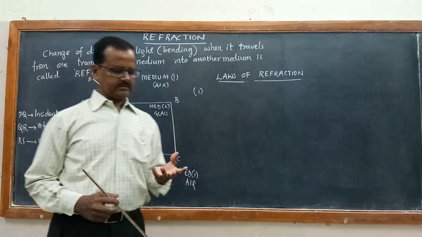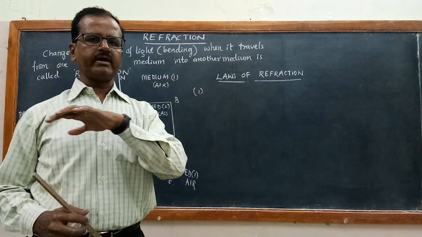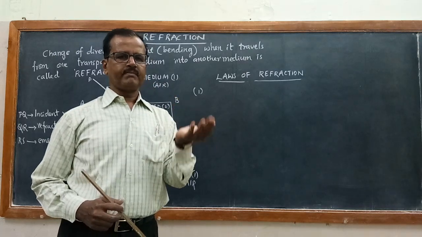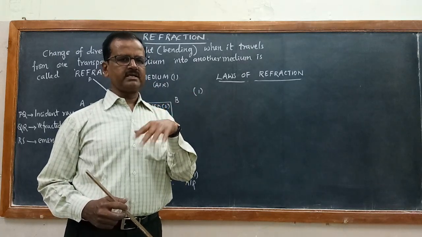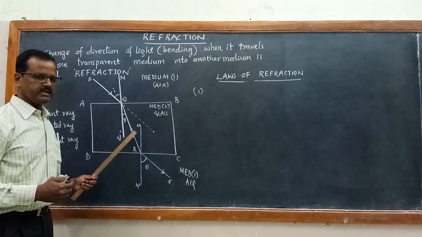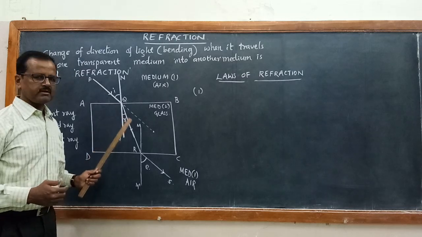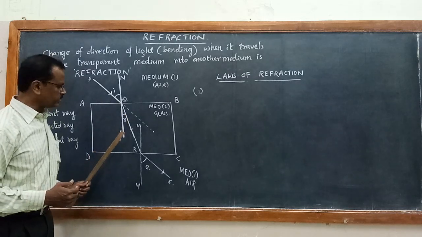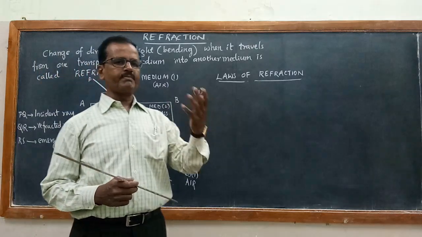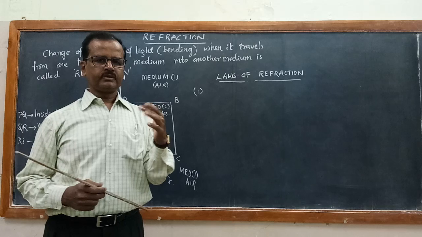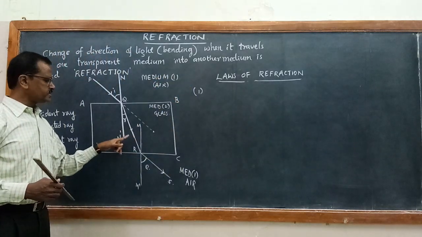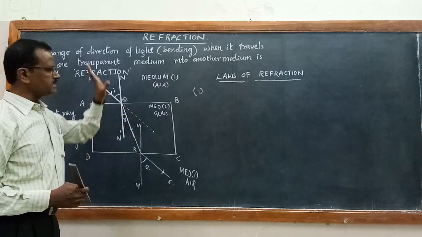So we have studied earlier, whenever light is incident on any medium, three things take place. Partially it is reflected, partially it is transmitted, partially it is absorbed. When it is transmitted, there is change of path of that light. That is what we call refraction. When the light gets bounced back, we call it reflection. When the light gets transmitted through another medium, the change of path of the light takes place. That is called refraction.